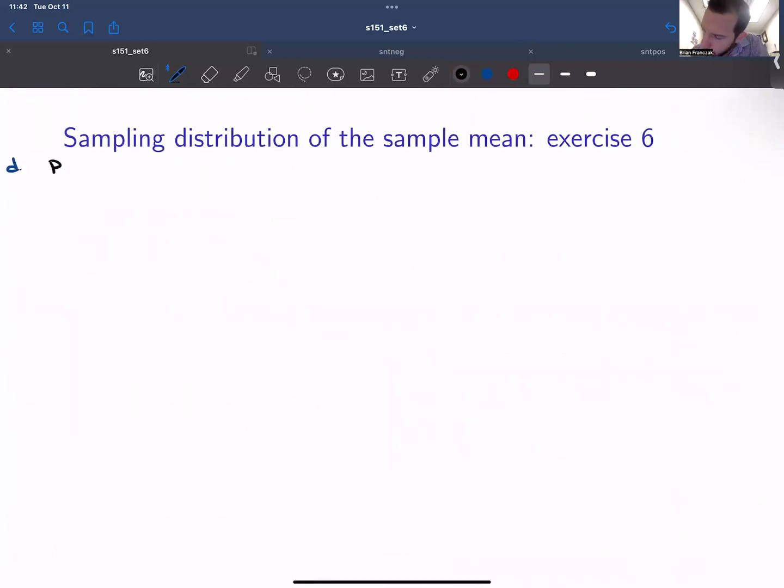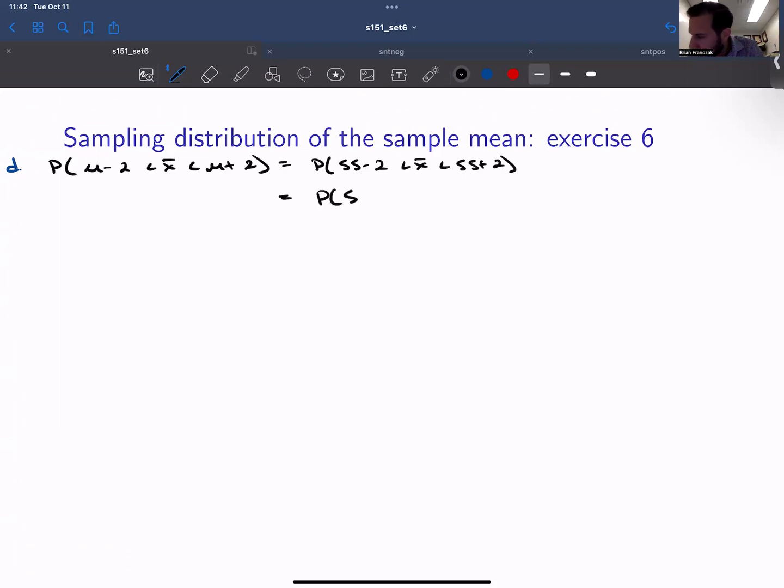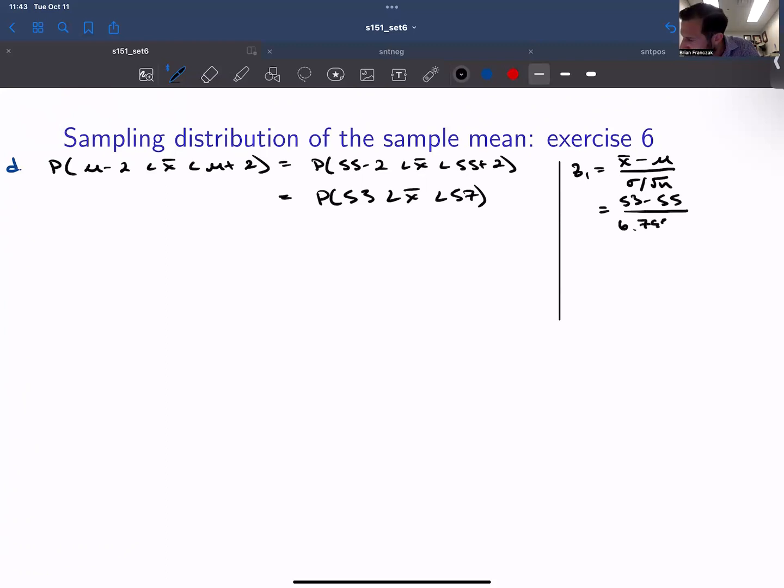Okay, so we want the probability mu minus 2 is less than X bar is less than mu plus 2 again. So this is the probability 55 minus 2 is less than X bar is less than 55 plus 2. Again, this is the probability 53 is less than X bar is less than 57. So the illustration is exactly the same. The only difference is when we standardize: Z1 is X bar minus mu over sigma divided by the square root of n, which is 53 minus 55 over 6.795 divided by the square root of 100 now. And this is negative 2.94.